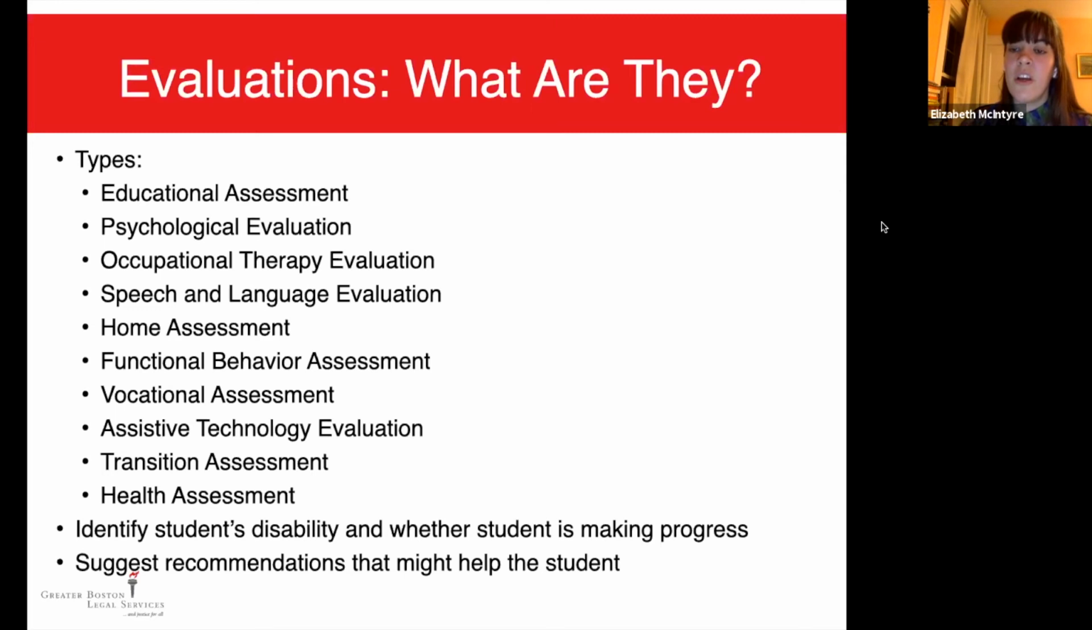The rules are the same for charter schools. Yes, they are.